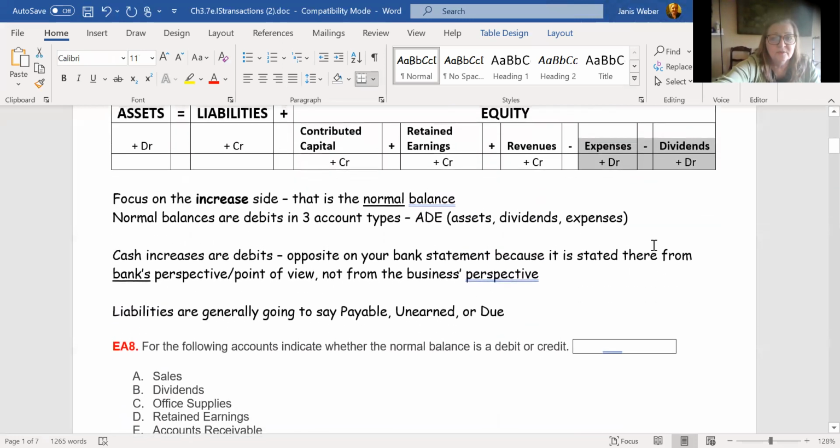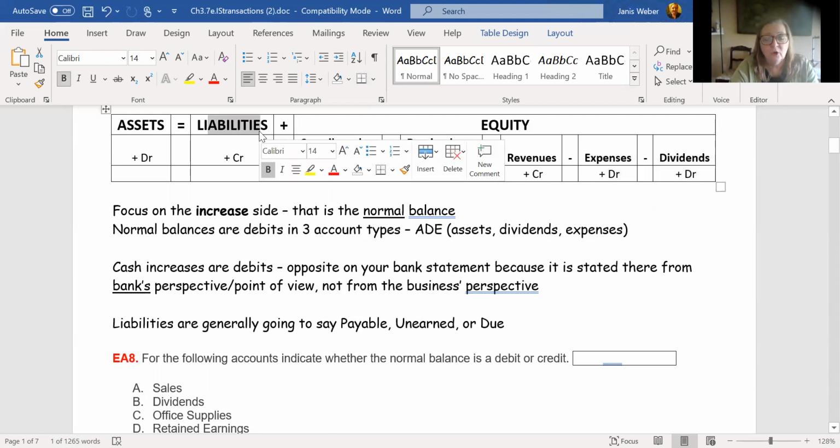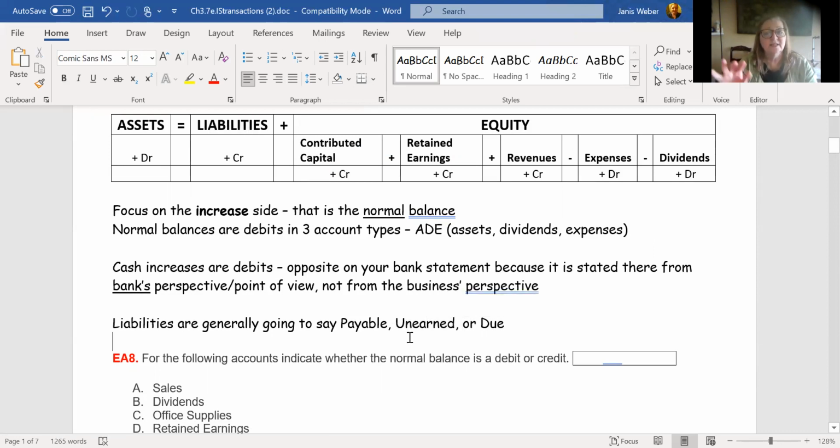There are some exceptions, of course, to everything. But one thing that is a little different: when you see a liability account in this group, it's going to normally say the words payable or unearned or due or maybe accrued. The unearned one is the one that's hard for people to get their head around sometimes. That basically is when you collect money in advance from a customer, but you can't record it as revenue yet. So you record it instead as a liability, unearned revenue, which means you owe that customer the service or the goods that they paid you in advance for.